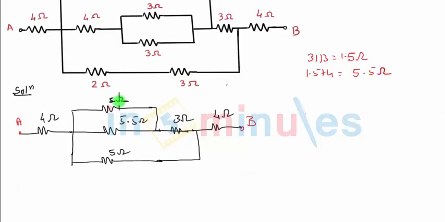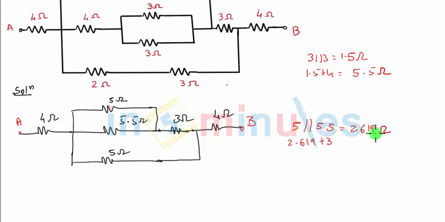Now you can see that this 5 ohm and this 5.5 ohms are in parallel, so we can combine them. And once I combine these two resistors in parallel combination, the single equivalent resistance will be in series with another resistance of 3 ohm, so I can replace all of them with a single resistance. In the next step, we are going to combine 5 along with 5.5 ohms, and whatever equivalent resistor comes into the picture will be in series with the 3 ohm resistance.